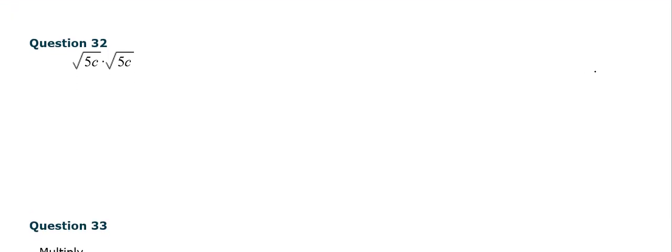Next, we're asked to multiply the square root of 5c times the square root of 5c. When you multiply a radical times itself, it removes the radical sign. So the square root of 5c times the square root of 5c is 5c. If we had the square root of 17 times the square root of 17, then our answer would be 17.